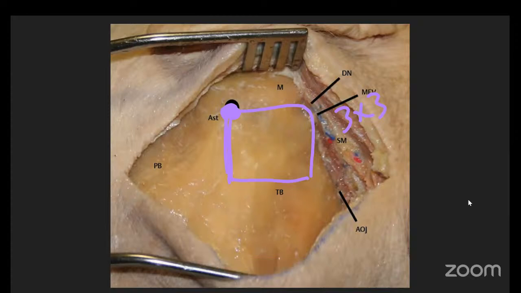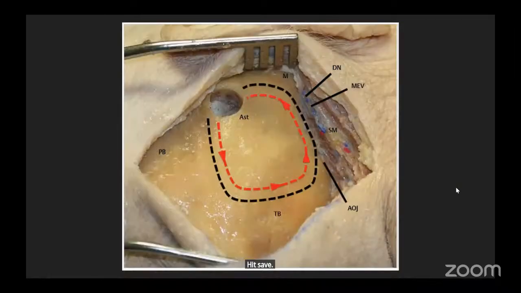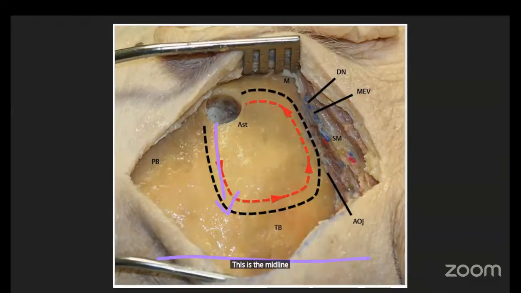Let me see. So you can now see the first burr, which is at asterion, and then you can see how big the craniotomy can get in terms of the inferior extension and the posterior extension. By posterior, I mean we are extending it to the midline. This is the midline, right? By posterior, I mean that I'm extending it towards the midline and I'm extending it inferiorly.